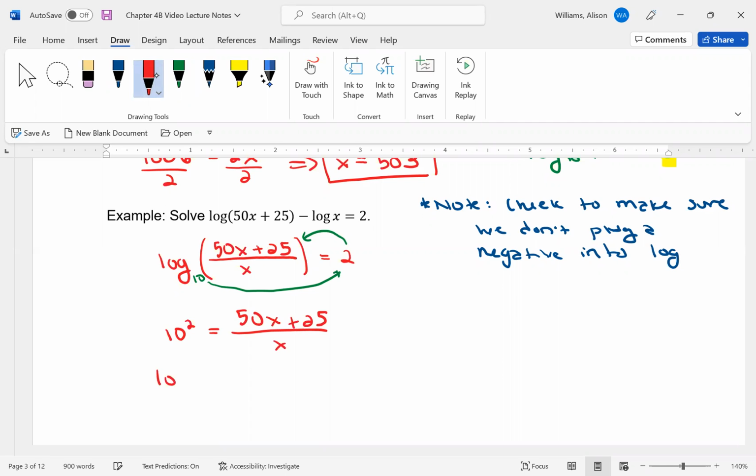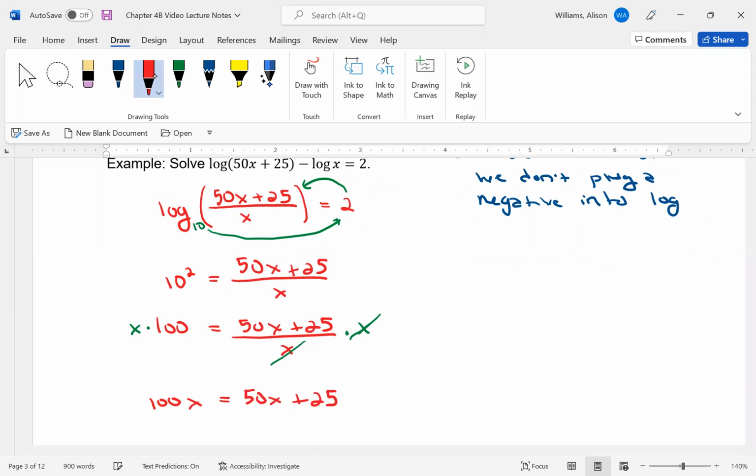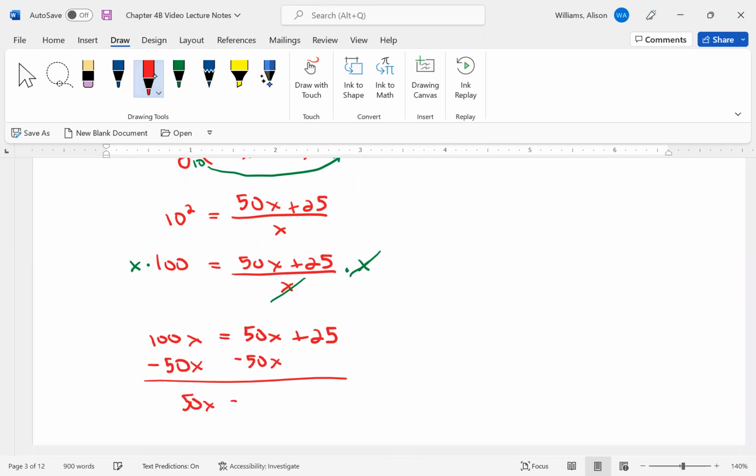Okay, 10 to the 2 is 100. And now I can cancel that denominator by multiplying both sides by x. So those cancel, and I am left with 100x equals 50x plus 25. And now I can just solve this like normal. So minus 50x gives me 50x equals 25, divided by 50. So x is 1/2.